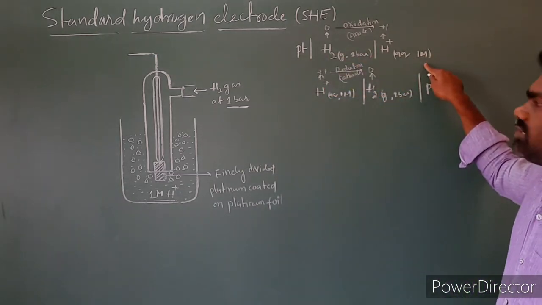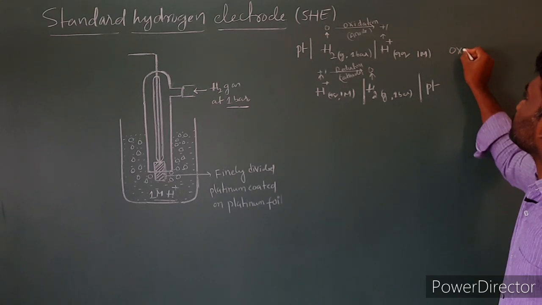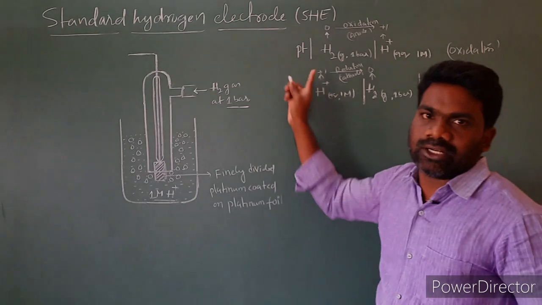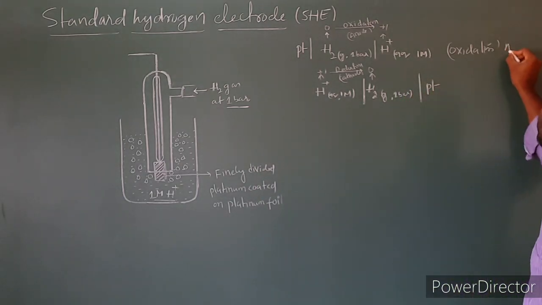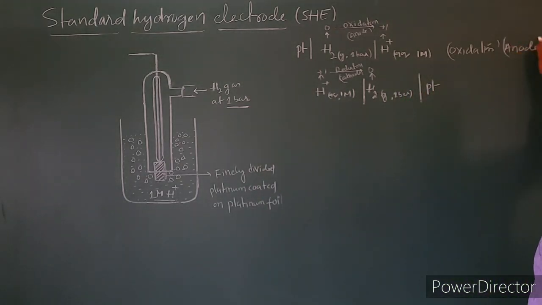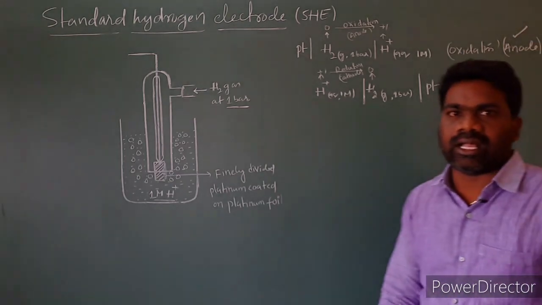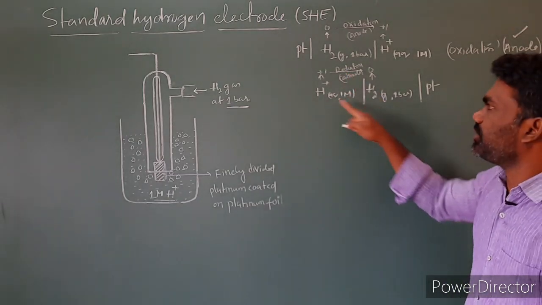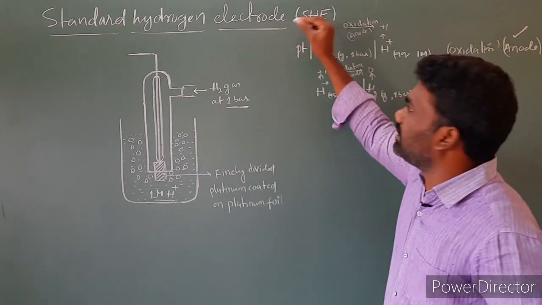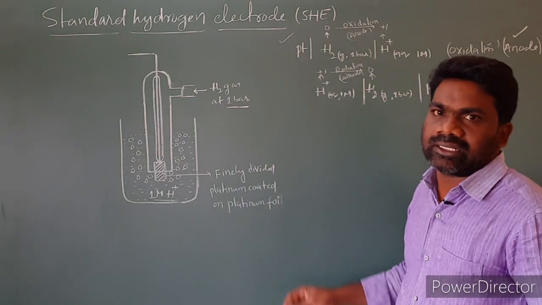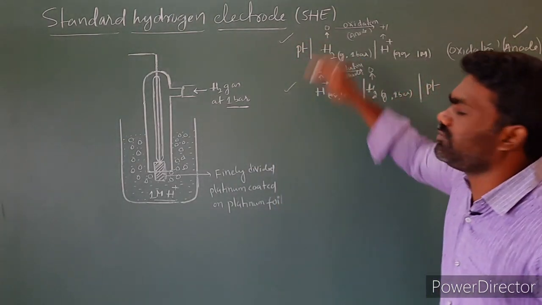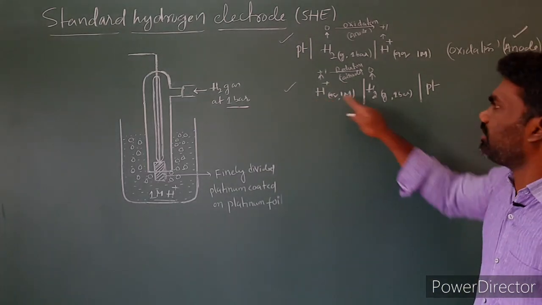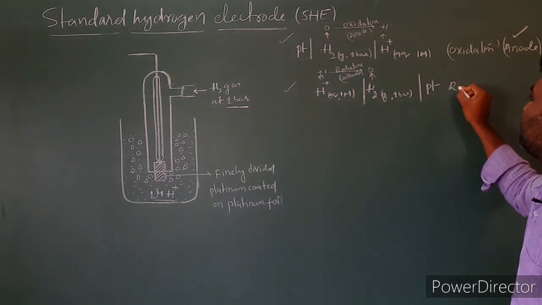By taking this equation, oxidation is taking place. In this case, the standard hydrogen electrode can act as the anode. Very important point. And by taking the other equation, reduction is taking place. So we can represent the standard hydrogen electrode like this, or like this also. In this equation, the standard hydrogen electrode is undergoing reduction.